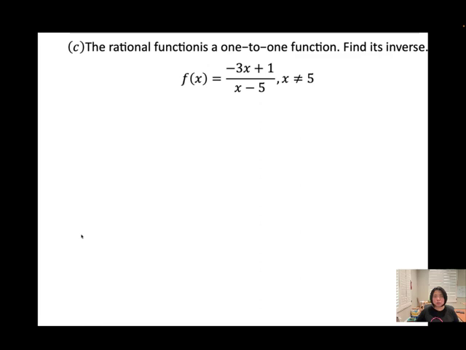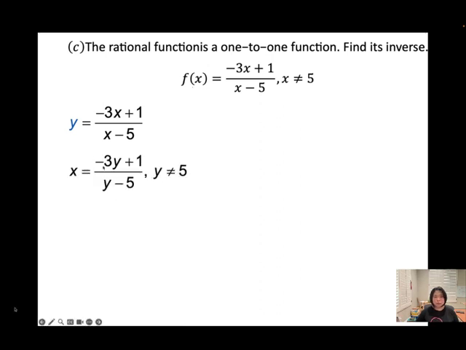Next, the rational function is a one-to-one function. Find its inverse. So we have f of x here, and x cannot be equal to 5. First, we're going to replace the f of x with y. Interchange the x and y. And then we're going to state the condition: y cannot be equal to 5 here.